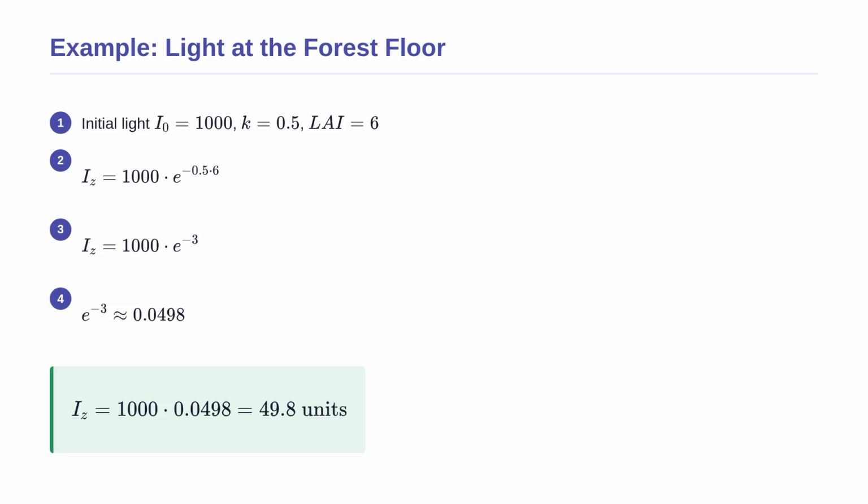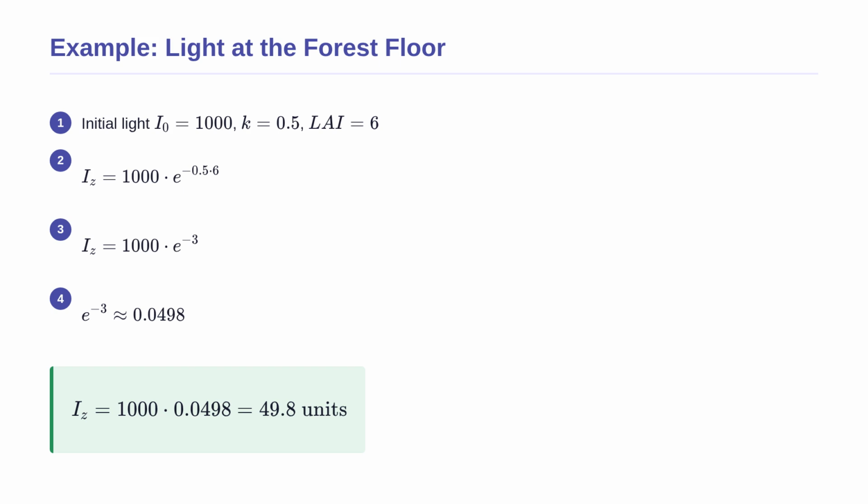Now that we have our formula, let us see this with a concrete example. Imagine a tropical rainforest receiving an initial sunlight intensity of 1,000 units at the top. The forest has a light extinction coefficient of 0.5 and a total leaf area index of 6 down to the floor. We want to calculate the light reaching the bottom.